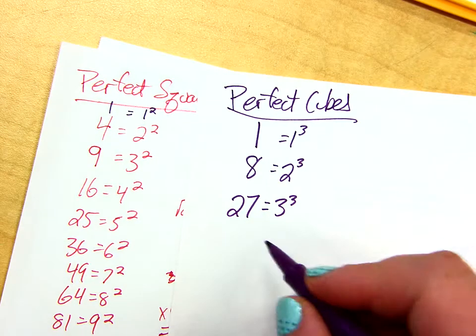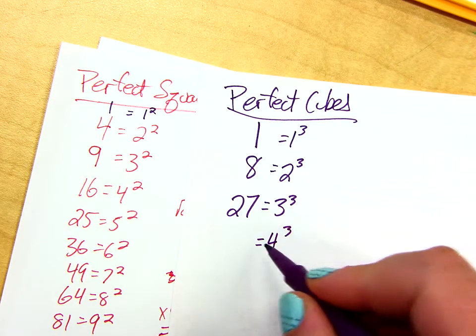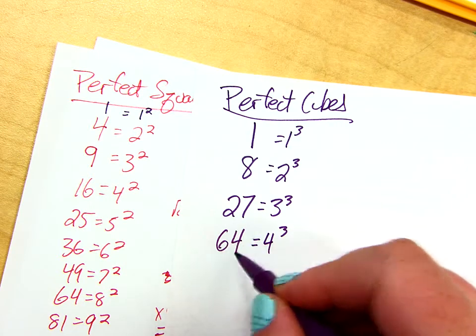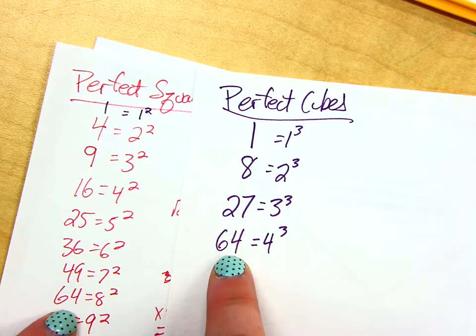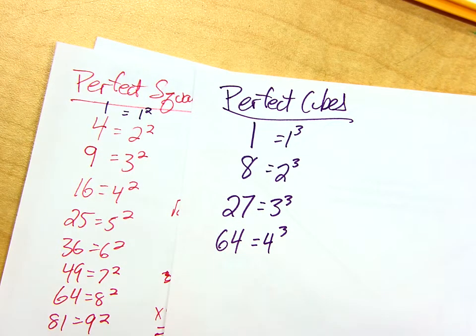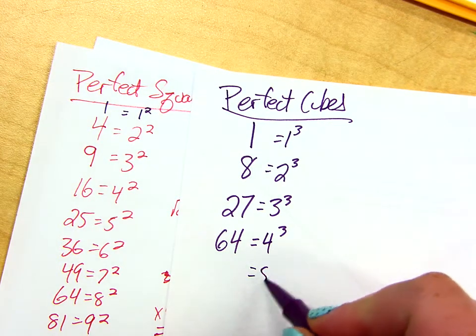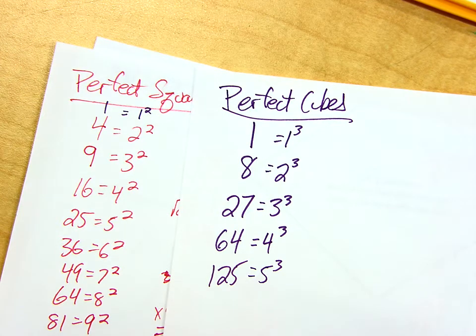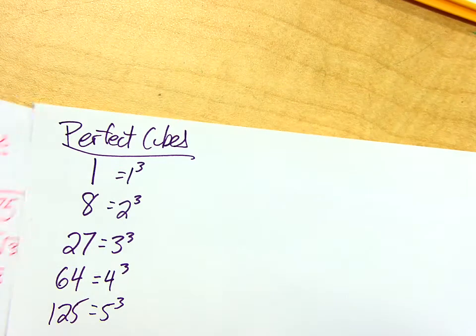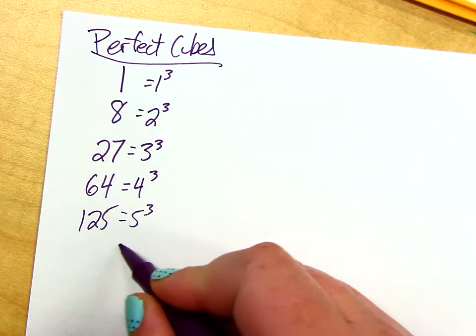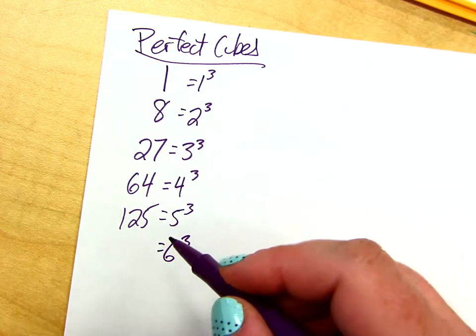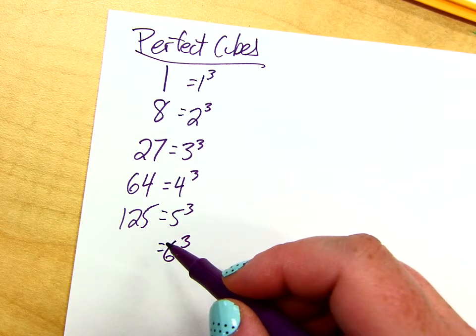All right, so 4 cubed, 64. So that's another one that's both, right? It's both a perfect square and a perfect cube. 5 cubed, 125. So again, it's getting really big really fast. I don't expect you to know all of them. Well, there's no way you could because there's an infinite number. But you should know at least a good handful of them.